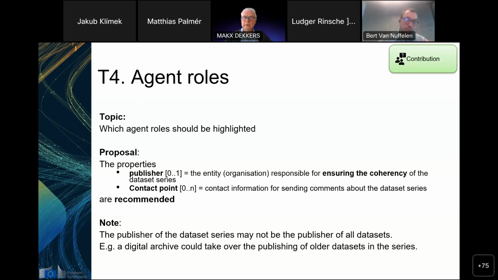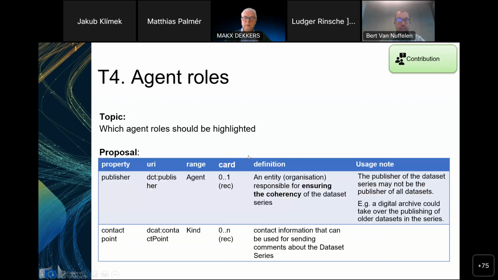With the note, of course, that the publisher of a dataset series doesn't have to be the publisher of every and all datasets in the collection. A good example is if you have the budgets case, then at a certain point in time it becomes an older dataset, and they are moved towards a digital archive. So then you still can maintain the series, but then it becomes maybe offered and published by different agencies. So this is the proposal of the case.